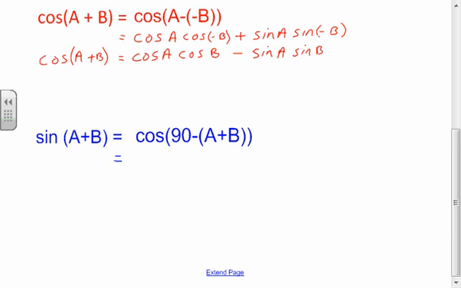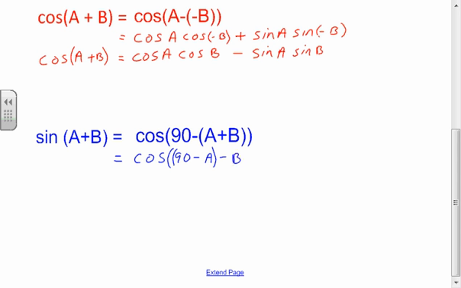So I've got cosine. Let me rewrite this again. I'm going to rewrite this as cosine of 90 minus A. I'm just going to reassociate. I'm distributing the negative.